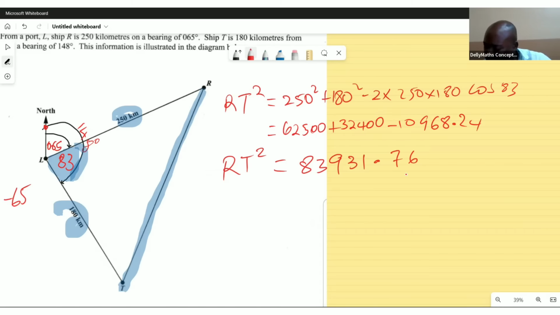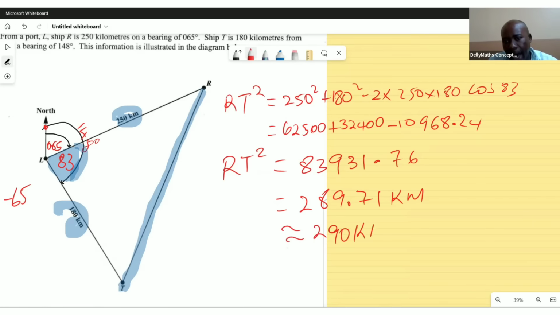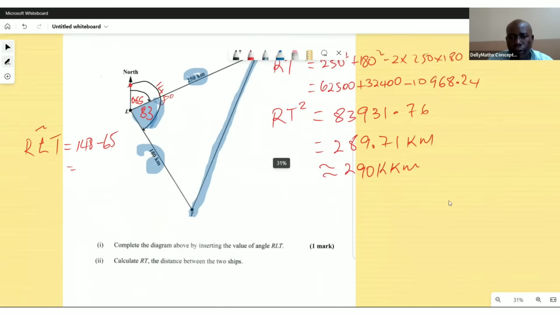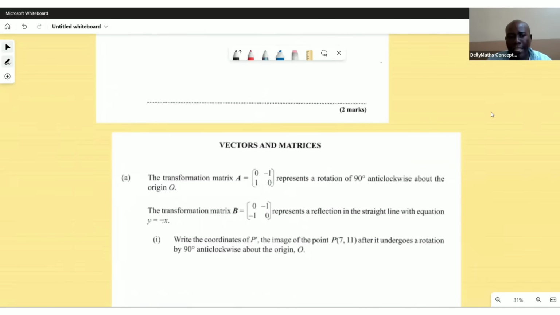83,931.76, yes. And then I'm going to take the root of that, which will land me 289.71. Definitely kilometers. They didn't ask us to round off anything, so this is approximately 290 km. Or 289.8. It depends, any one of those would be a good response right now. Very good. All right, let's go to number 10.